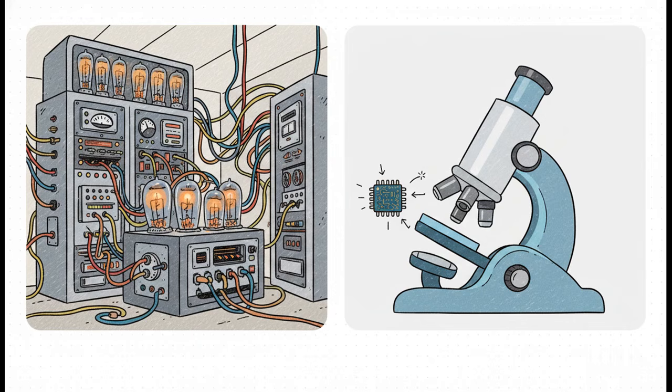But then, fast forward to the 1970s, the birth of the microprocessor. In 1971, the Intel 4004 completely flipped the script. It was just a 4-bit processor, sure, but the absolute game changer was that the entire CPU was finally integrated onto a single, solitary integrated circuit. The whole shebang on one chip.